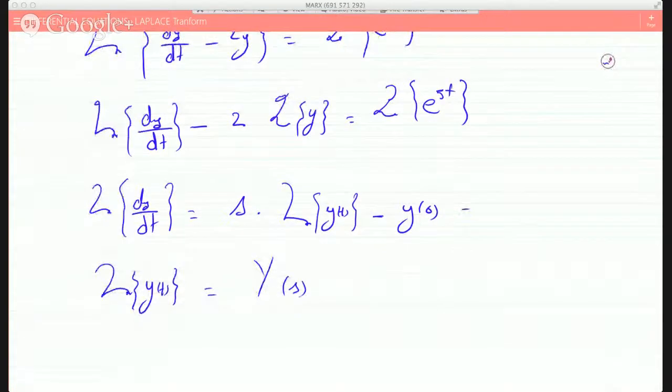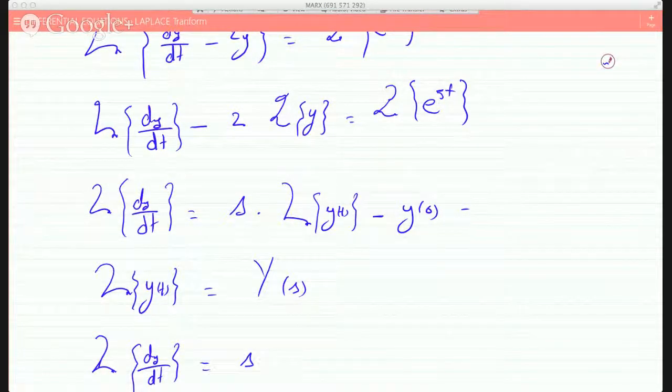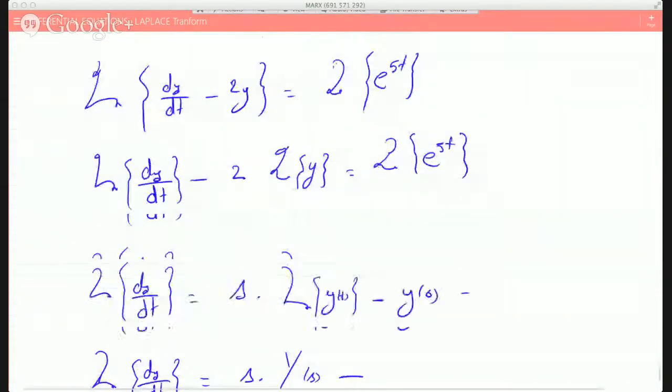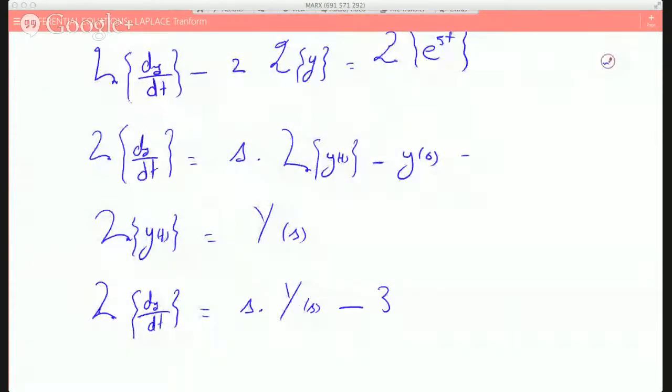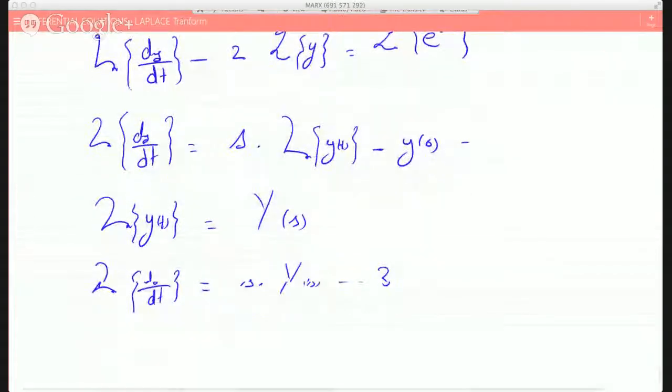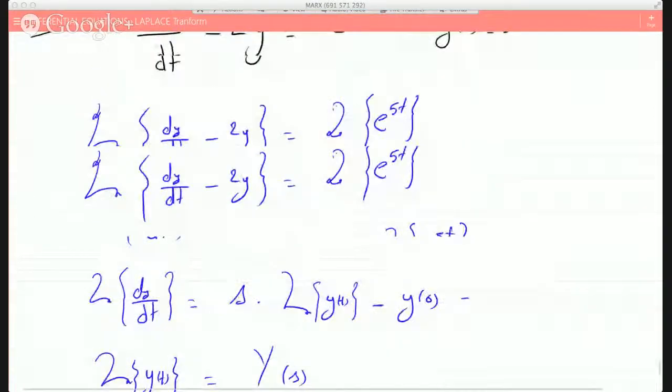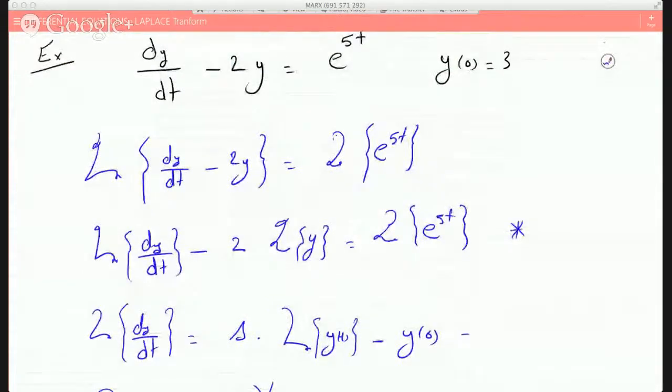So this here becomes s. Let me actually rewrite it down here, it's better. So that means the Laplace of dy over dt is s times the Laplace of y of t, which is just y of s, minus y0. What's y0? The initial condition. At 0 it's 3, so minus 3. Now we're going to plug everything back into equation star.